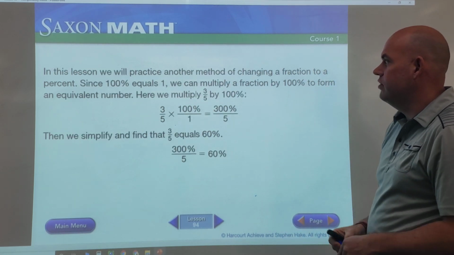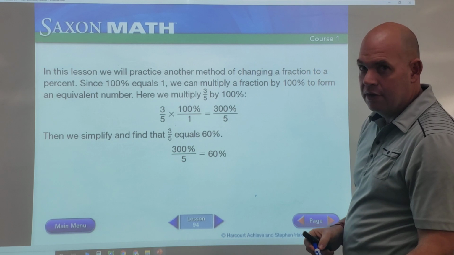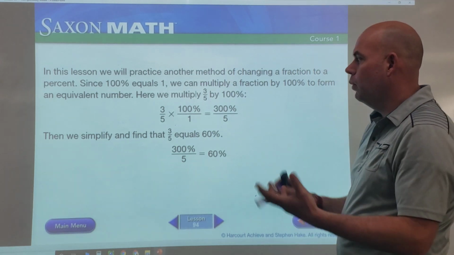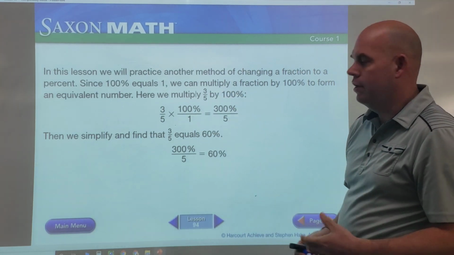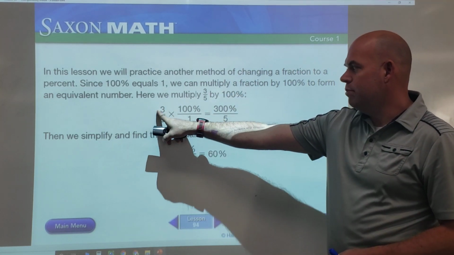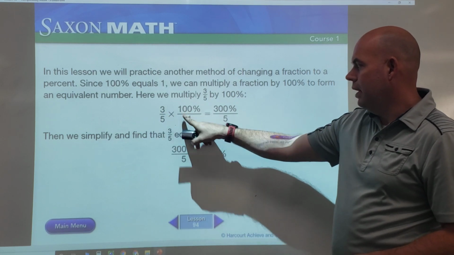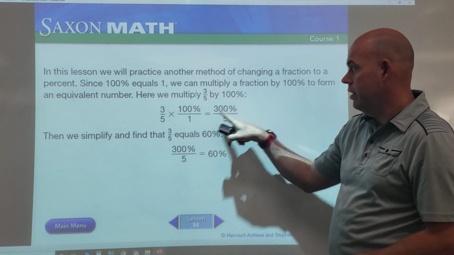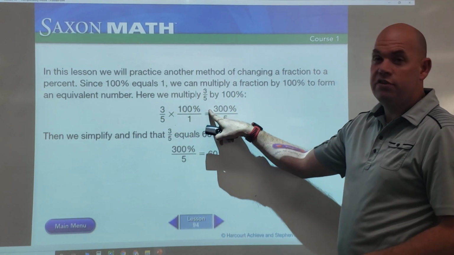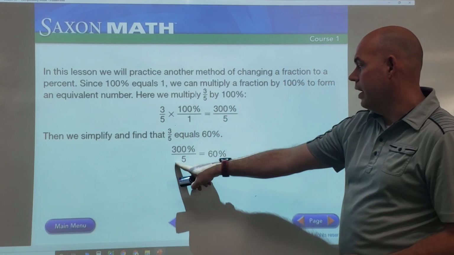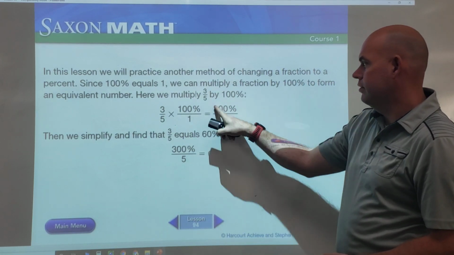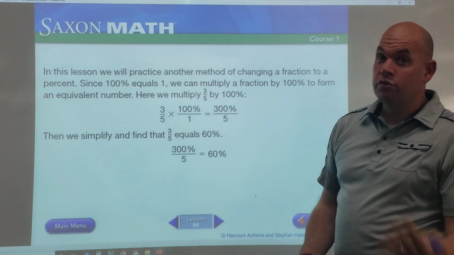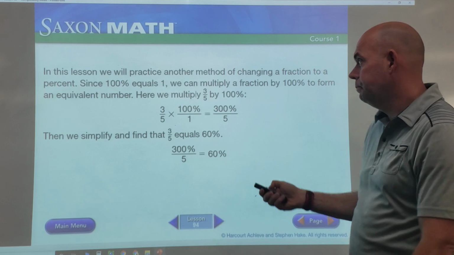In this lesson, instead of changing the denominator to 100, we're going to actually change the numerator, or multiply by 100 over 1. So the new numerator is 100%. So we're going to take that same 3/5, multiply by 100 over 1, which would give 3 times 100 equals 300, and 5 times 1 equals 5. Then we just divide 300 divided by 5, which gives us 60, because 30 divided by 5, remember, is 6. And we get 60%. So same answer, totally different way to do it.